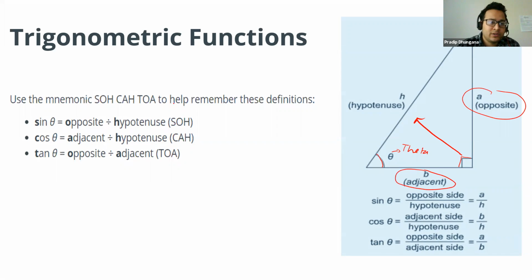You can use the mnemonic SOH, CAH, TOA to remember the definitions of the different trigonometric functions. Sine theta is opposite over hypotenuse, SOH. S means sine, O means opposite, H means hypotenuse. Cosine theta is adjacent over hypotenuse: C for cosine, A for adjacent, and H for hypotenuse. Similarly, tan theta is opposite over adjacent. T stands for tan theta, O for opposite, and A for adjacent. In that way, you can remember trigonometric functions.